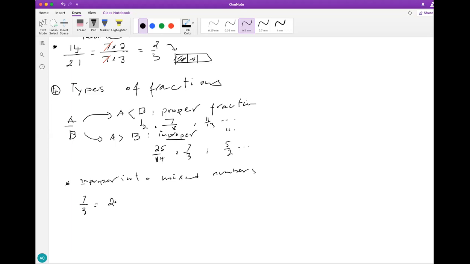But it doesn't go evenly into 7. There is something left over, right? What's the remainder? So 3 goes into 7 twice, which is 6. How much is left from 7? Oh, sorry, 1. That's right, so the remainder is 1. And what goes here? 3. That's right. The same denominator, you bring it over to the mixed number. So this 3 goes here.